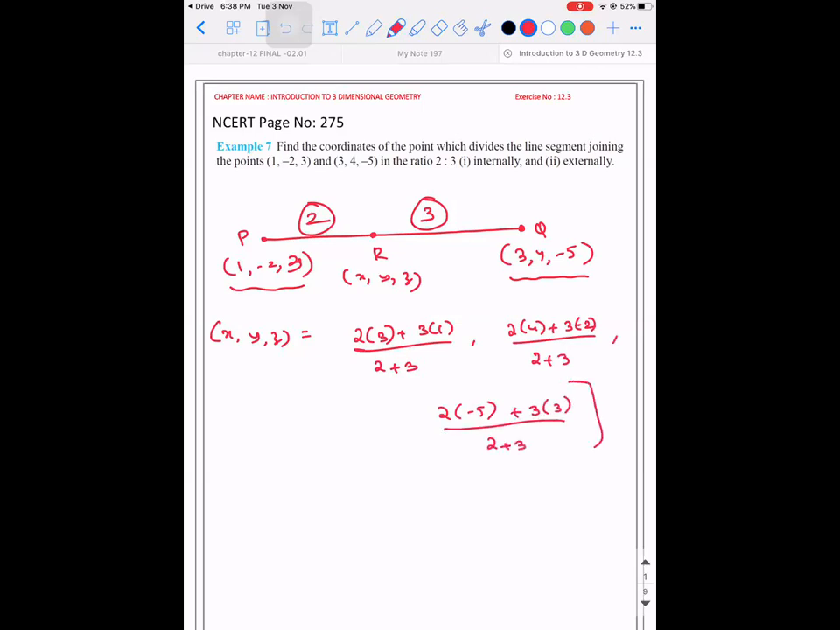I got 9 by 5, 2 by 5, minus 1 by 5. This is when the point is dividing internally. Externally, find it out.